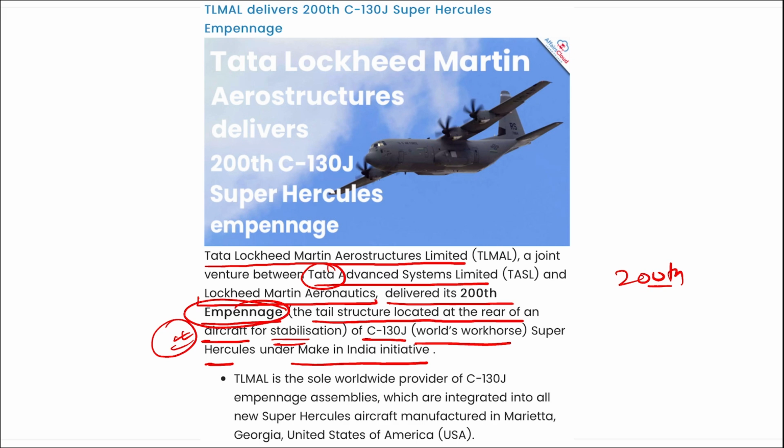This was developed by whom? This was developed by the joint venture between Tata Advanced Systems Limited and Lockheed Martin Aeronautics, that is your Tata Lockheed Martin Aerostructures Limited, correct? And this empennage is for the aircraft C-130J, and was developed under the Make in India initiative. This empennage is used to stabilize the aircraft, correct? And every empennage manufactured by this joint venture contributes to enabling the powerful Super Hercules to embark on missions of paramount importance. Right? Next.